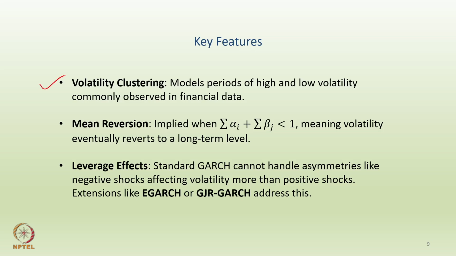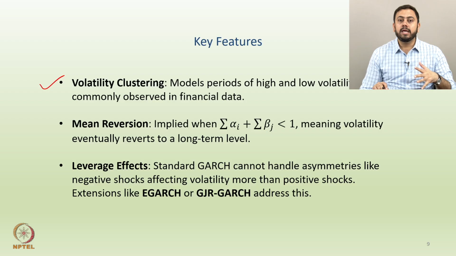So the very first feature is called volatility clustering, and I am very sure that we have covered this first point several times in the last couple of lectures as well. Volatility clustering models periods of high and low volatility commonly observed in financial data. In short, volatility clustering means that periods of high volatility are followed by the same sort of period, and periods of low volatility are followed by low volatility. This phenomenon is called volatility clustering.